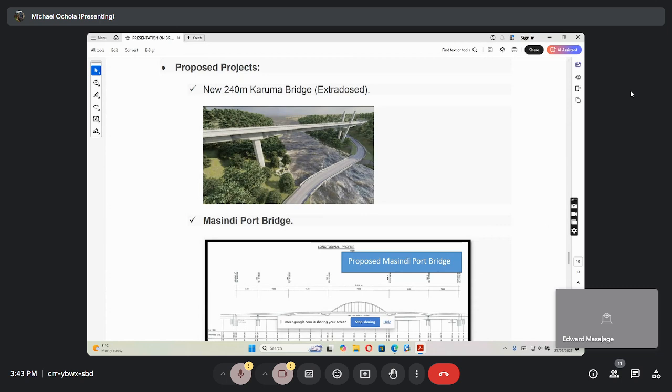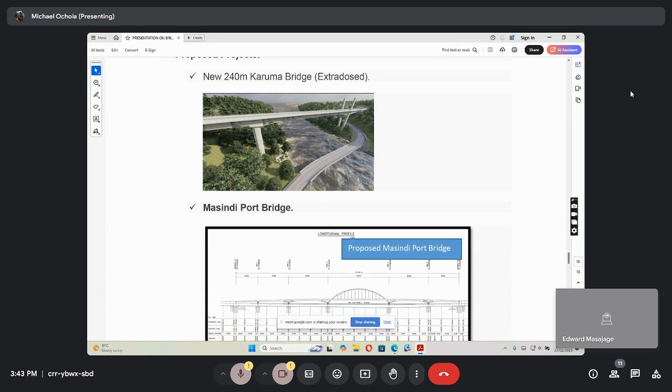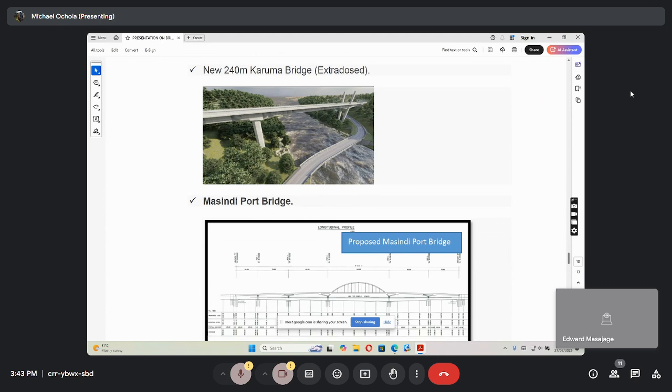Now that is the Karuma one, which is a new one. The Japanese government is funding it on a grant scheme, and the consultant which designed the Nile Bridge is the one doing this design. It's called Oriental Consultant Global.